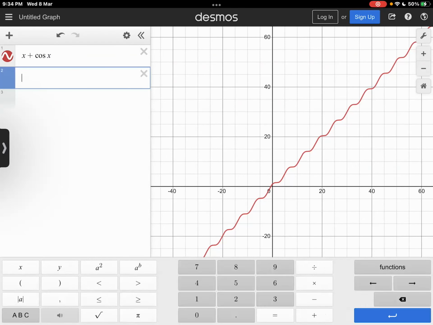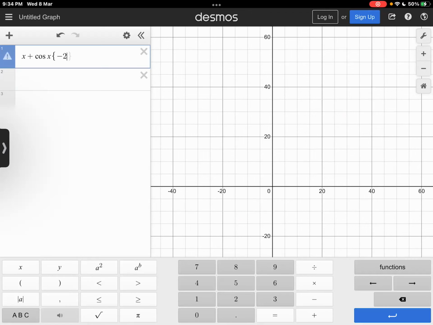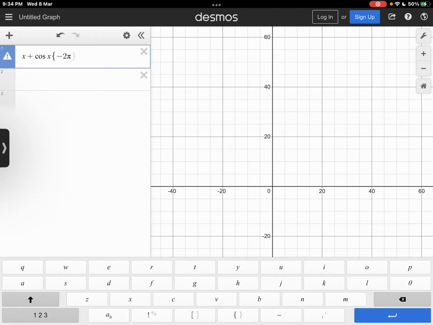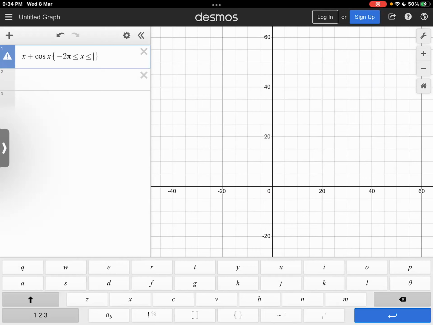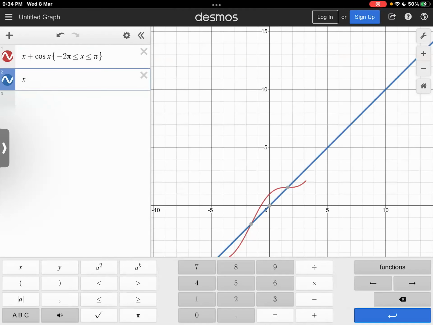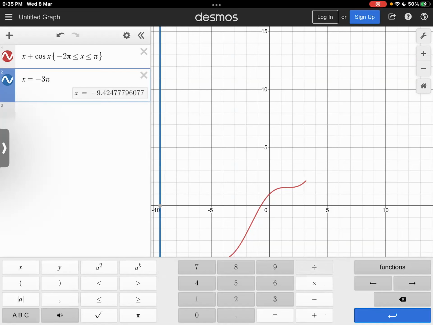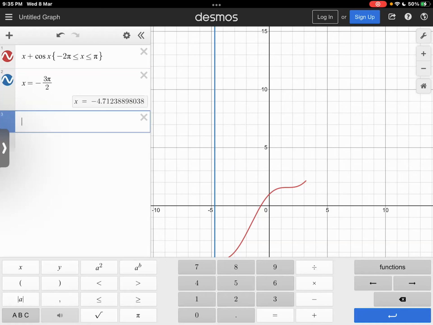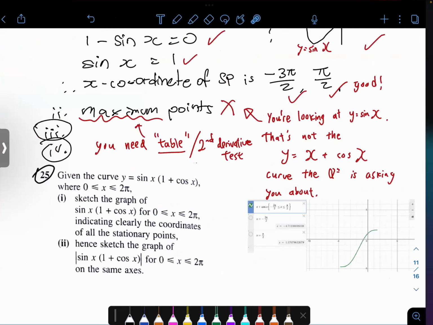If I plot the interval, it will be curly brace, -2 pi less than or equal to x, less than or equal to, what was the value? Is it pi? Yeah. Then you want x equals -3 pi over 2. That's your x coordinate of the first stationary point. And x equals, I can't remember already. What was it? Let me check. Pi over 2, right?